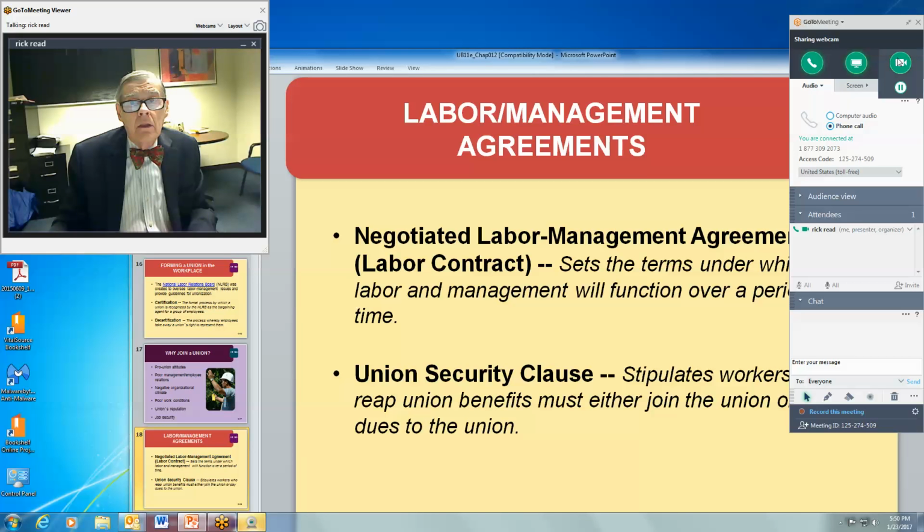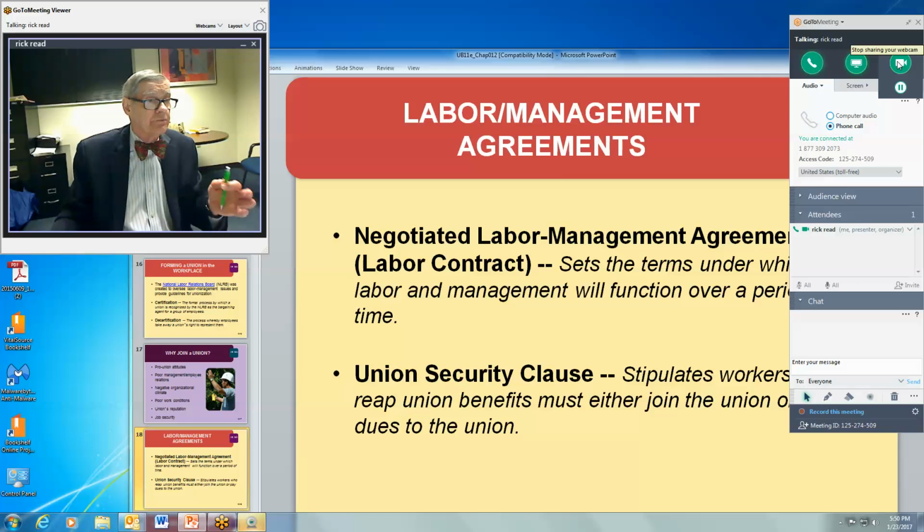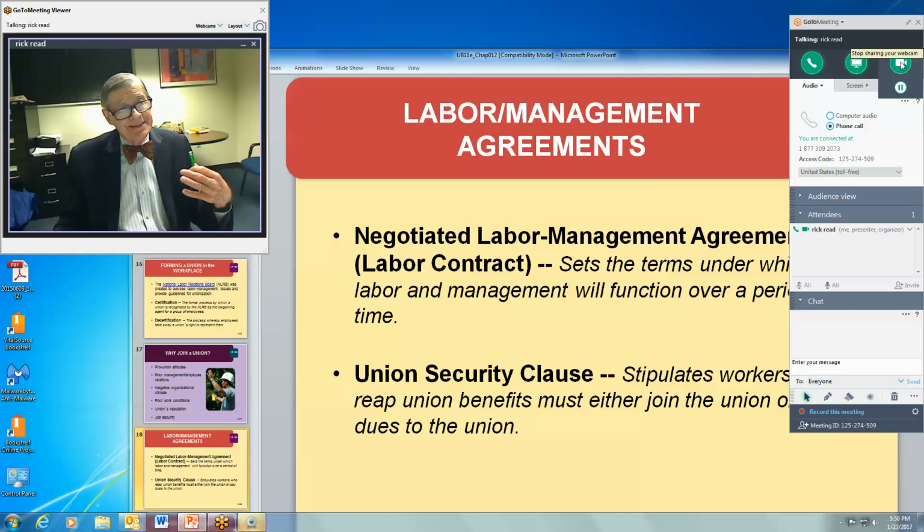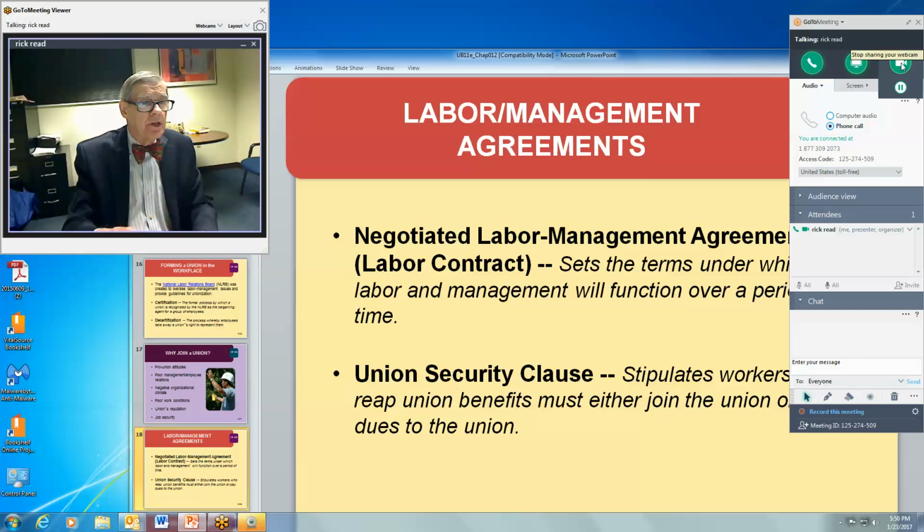Union negotiated labor management agreement. This is the terms of the contract. Most labor union contracts last about 3 years. Some will last a little bit longer, but normally 3 years seems to be the minimum. And the union security clause stipulates that workers who benefit from the union being the bargaining agent either have to join the union or pay dues to the union. I think we're going to see that under fire, and we're going to see it lessened.